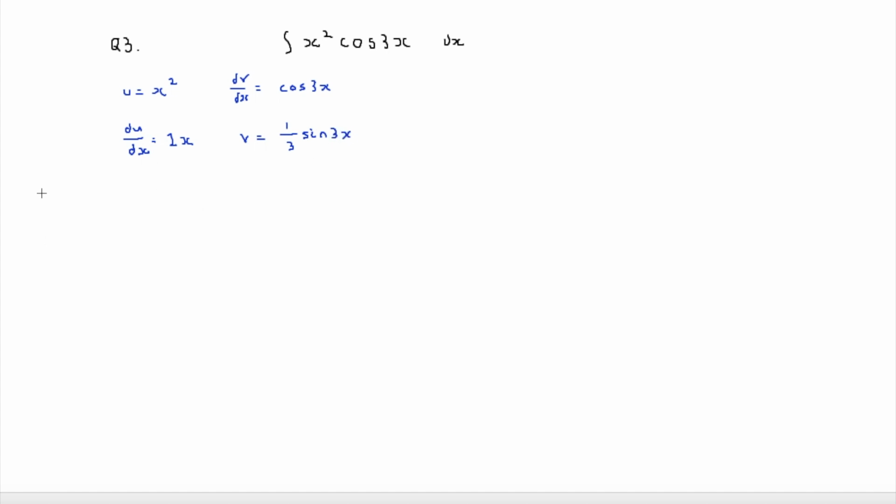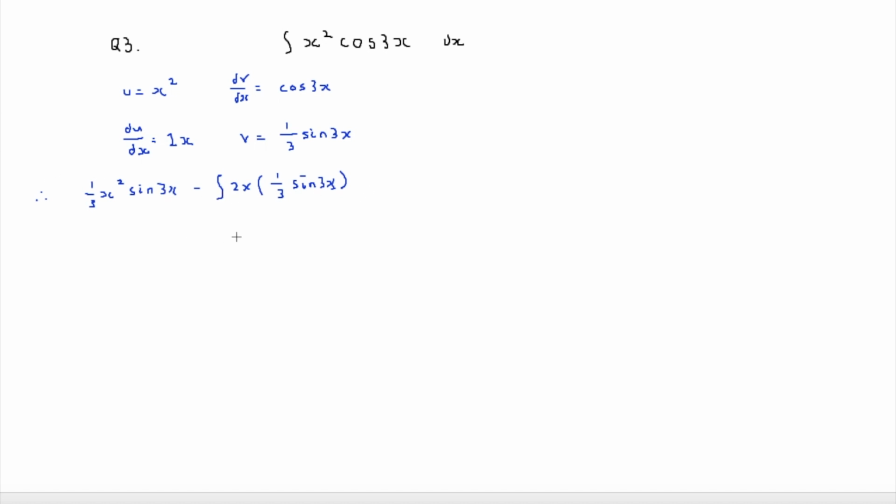So therefore, we're going to put those together, the x squared times a third sine 3x, and we're going to get a third x squared sine 3x. Then we're going to be minusing the integral, and here we have 2x times a third sine 3x. But of course we can't integrate this without doing integration by parts another time.